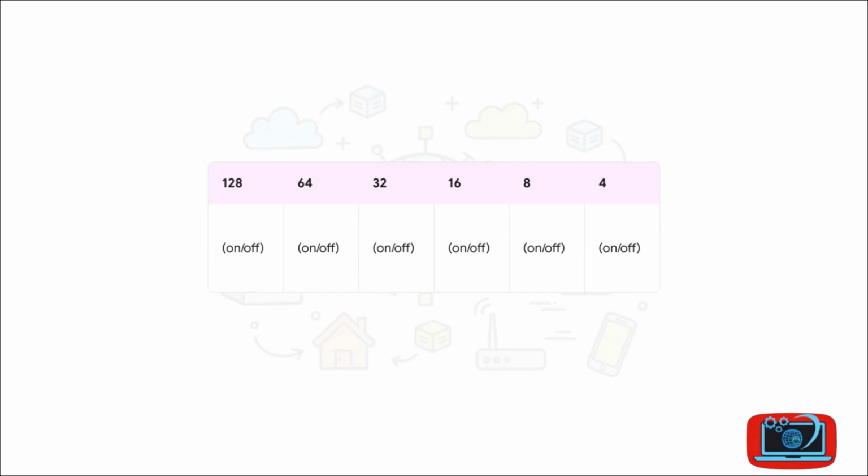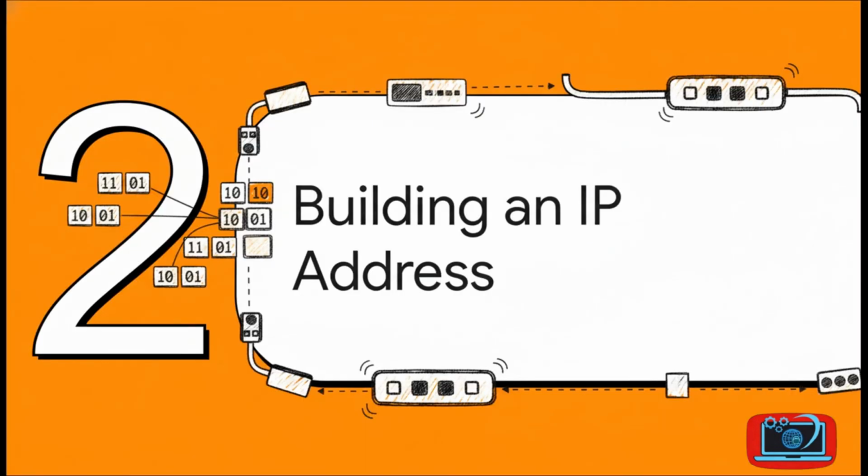Okay, so here's how that's actually structured. Think of those 8 switches, or bits, as 8 slots in a row. Each slot has a permanent value. It starts at 1 on the far right, and then it just doubles each time you move to the left, going all the way up to 128. So now that we have those basic building blocks, let's actually put them together and build one of the numbers that make up an IP address.